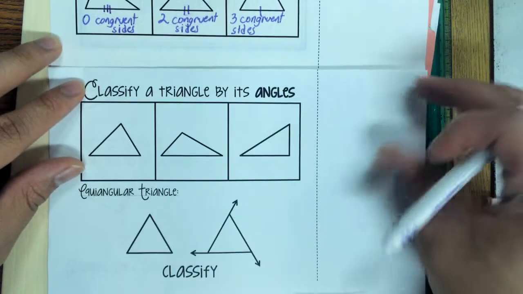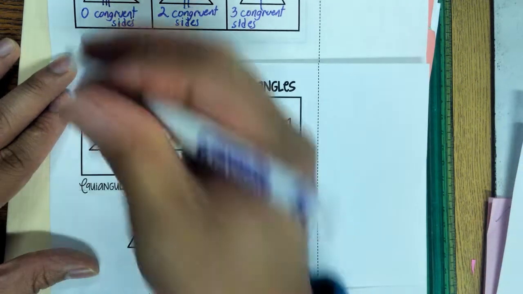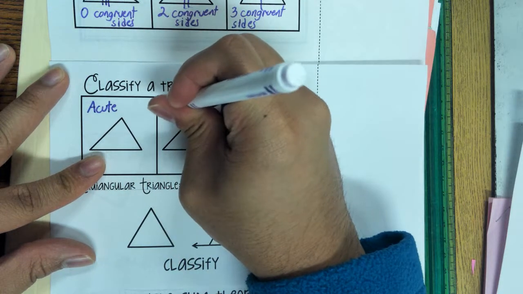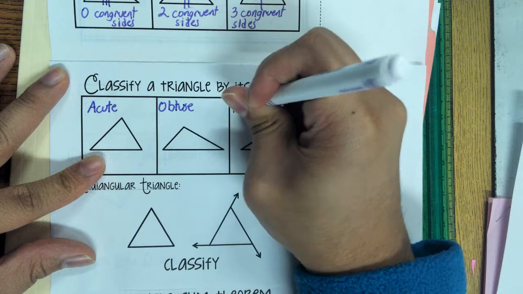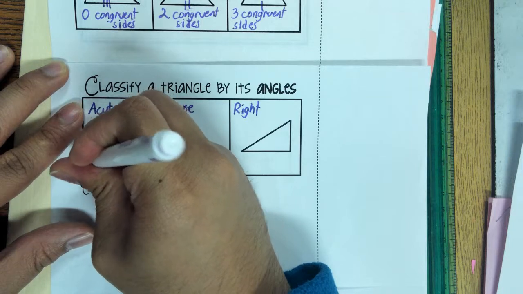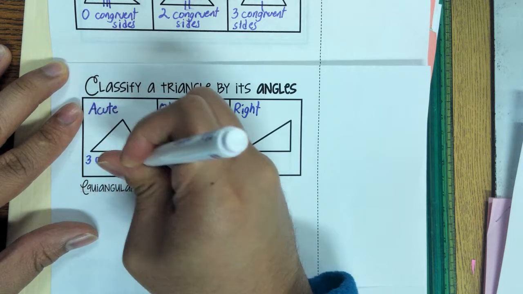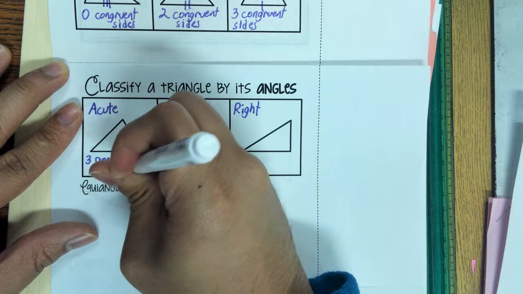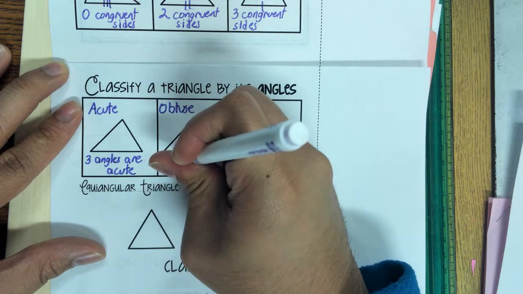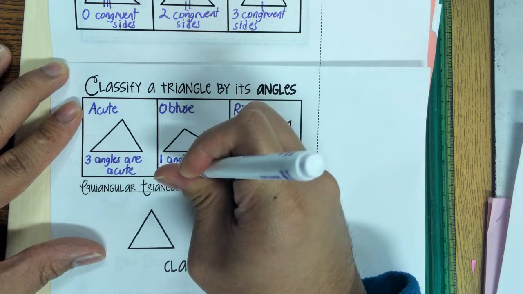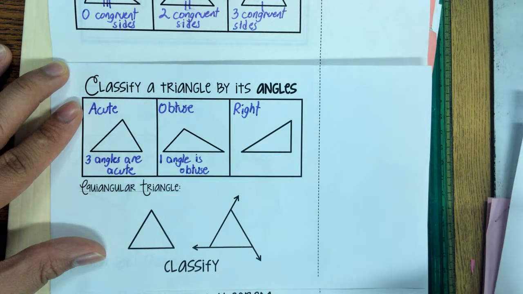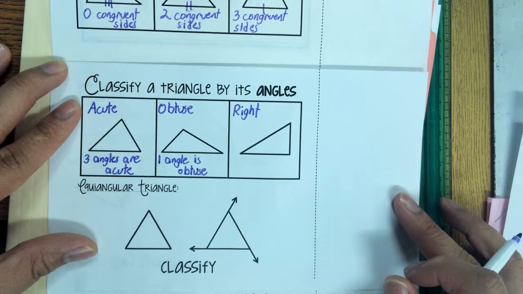Next, we will classify a triangle by its angles. You can have either acute, obtuse, or right. In an acute triangle, all 3 angles are acute angles. In an obtuse triangle, exactly 1 angle is obtuse. And we cannot have a triangle with 2 or more obtuse angles. That is physically impossible to happen.